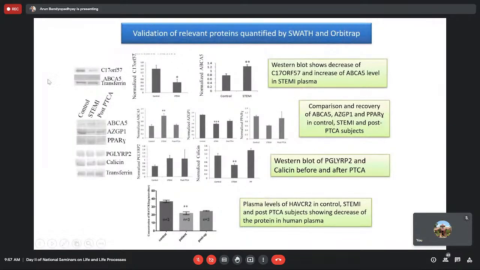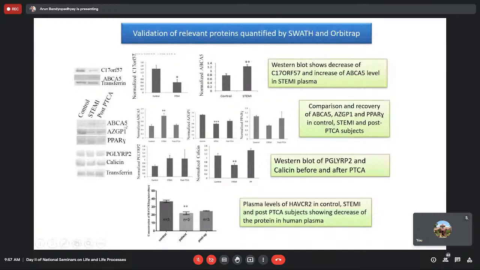What are these 6 proteins? ABCA5, and C17orf57, which is downregulated in our Orbitrap and SWATH MS, and here we also found by Western blot analysis that this protein is downregulated. Similarly, ABCA5 was found to be upregulated in our mass spec, and here we validated and confirmed that ABCA5 is upregulated. These proteins were also checked before and after PTCA, which means coronary angioplasty. Before coronary angioplasty this protein was increased, and after coronary angioplasty it decreased.